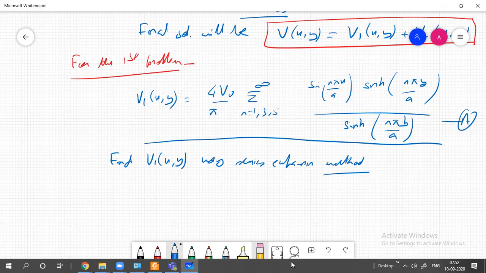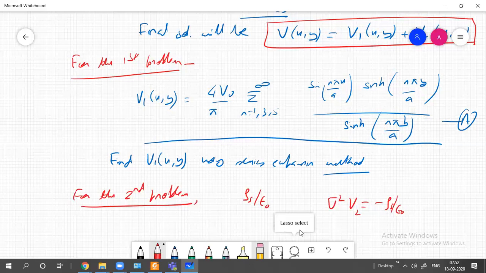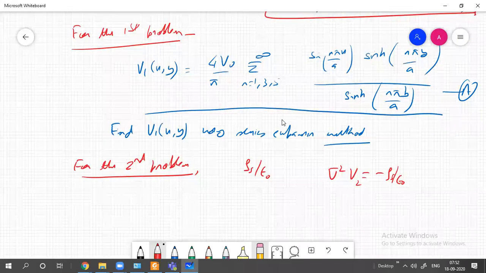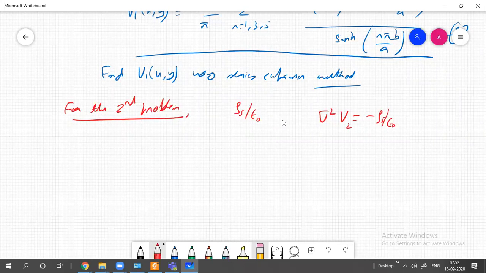Now for the second problem, we have another source term, rho s by epsilon naught. So we have the differential equation del square V2 equals minus rho s by epsilon naught, and we need to solve this equation. How to solve it? We solved this in the three-dimensional case, so let us solve it.